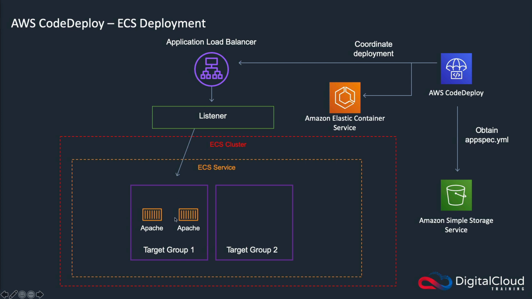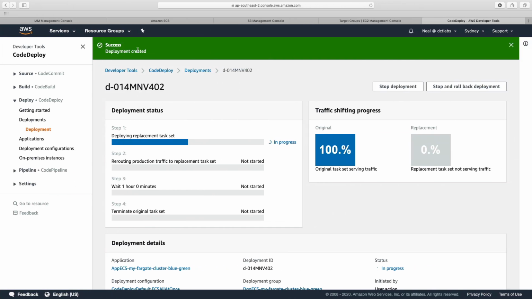We still have all our traffic going to target group 1. CodeDeploy has picked up the appspec.yaml, and it's now coordinating the deployment. So it's going to launch these instances, then it's going to start directing traffic, and then it will stop traffic going to the other target group, and then finally remove those tasks. So let's go back and see what's going on.